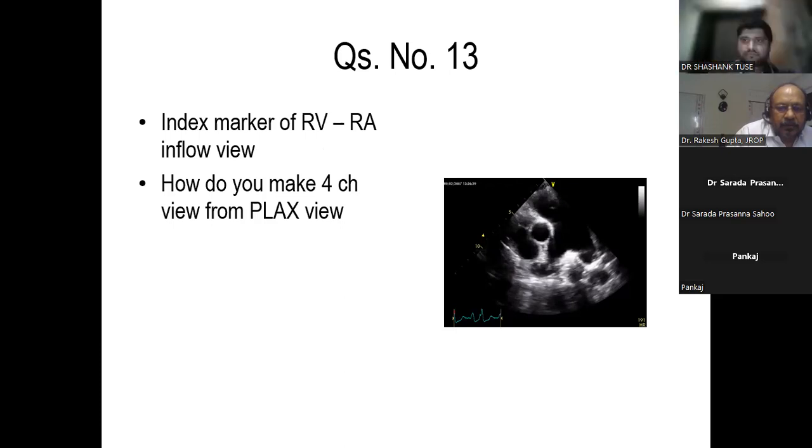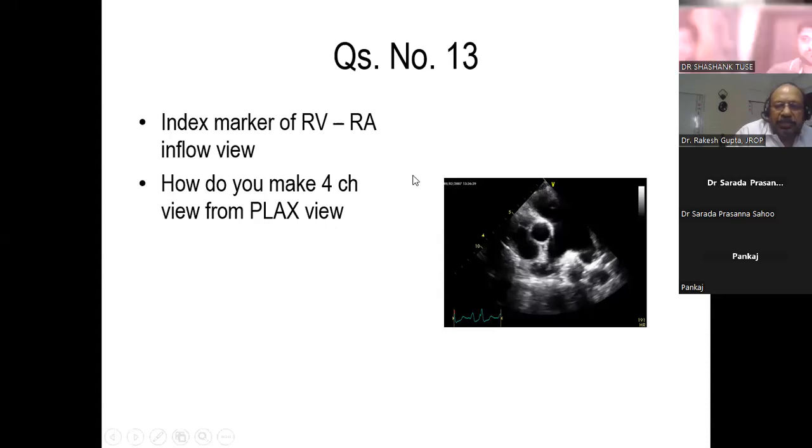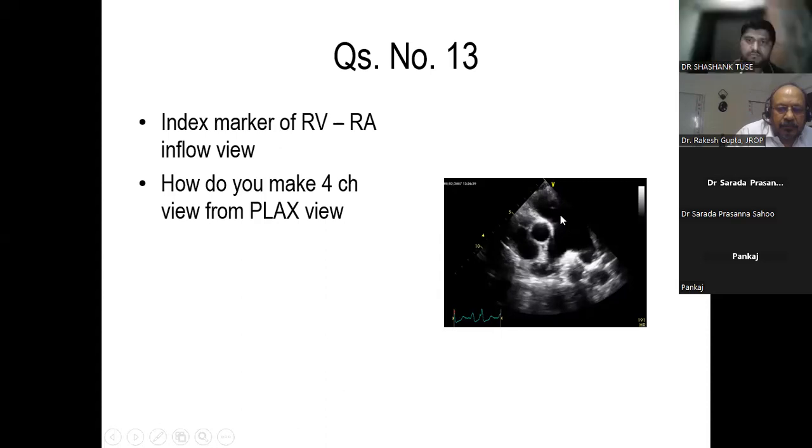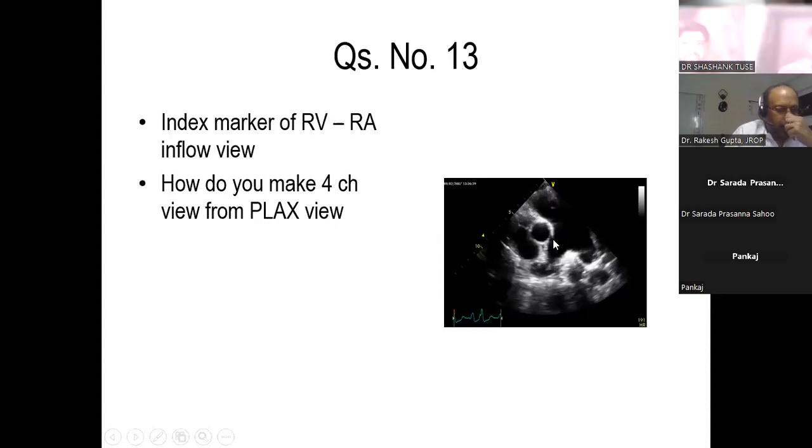It is the short axis view showing RA and RV. What is this structure? This is the pulmonary artery. RV, then pulmonary artery. This is RV. This is pulmonary artery. Right, sir. So how do you make this view? This is focused pulmonary artery. Focused RV view, sir. This is not RVRA view. Where is RVRA? No, sir. It is a focused pulmonary artery view, sir. How do you make it? Where is the index marker for RVRA inflow view?